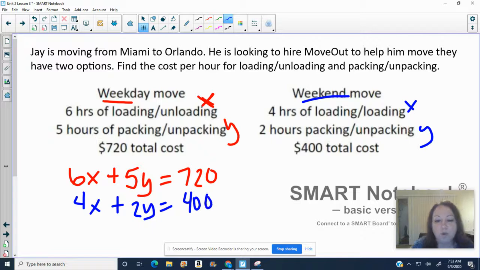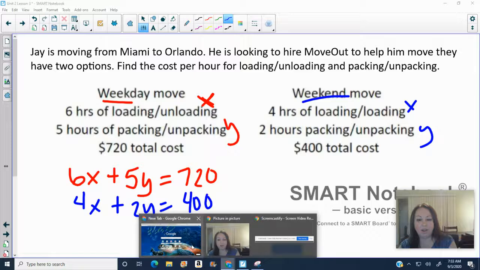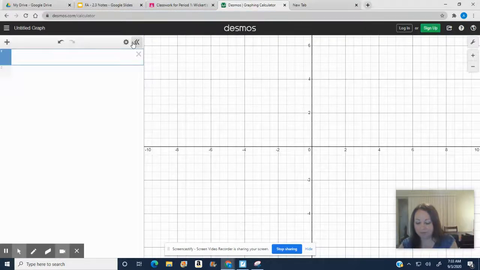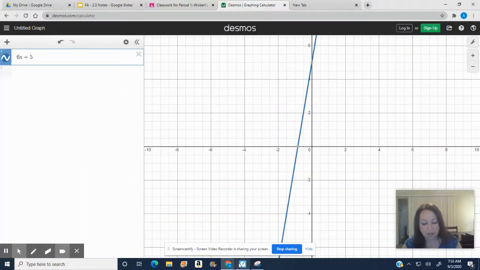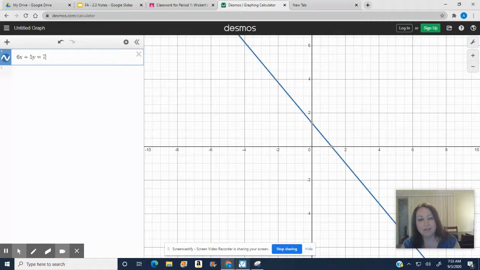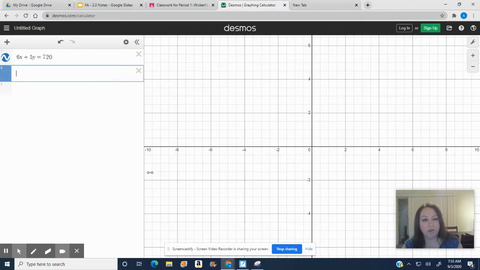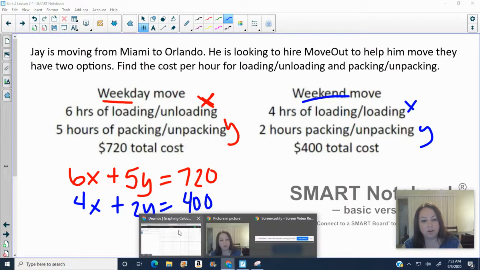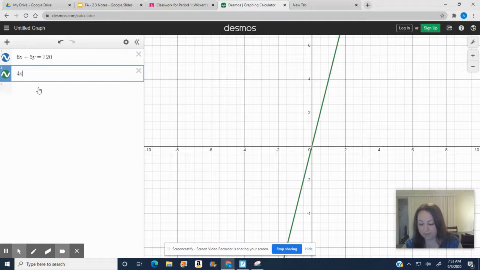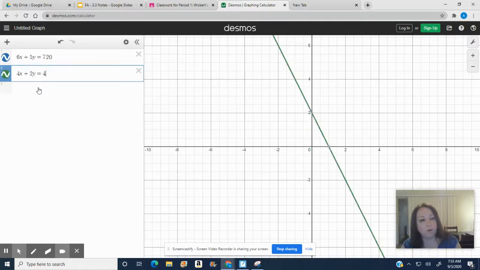So rather than go through the pain of solving by elimination, I am going to go to handy dandy Desmos, and I'm going to type that in. 6X plus 5Y equals 720. I can't see it on the screen yet, but that's okay. We're going to fix that in a minute. 4X plus 2Y equals 400.